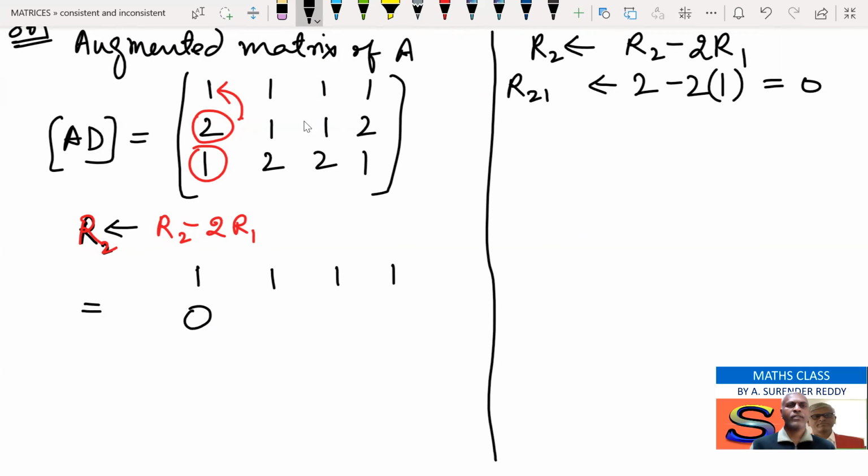Then the second element: 1 and 1, taking 1 for R2 and 2 times 1 for R1. 1 minus 2 is minus 1. So this is minus 1. Similarly 1 and 1 gives the same, minus 1. Then 2 and 1: 2 minus 2 times 1 gives 0.